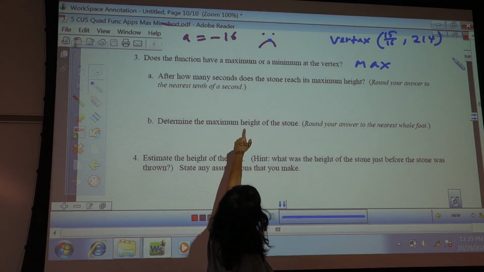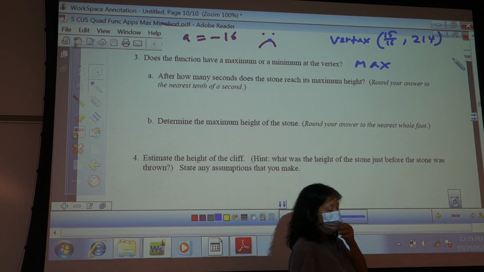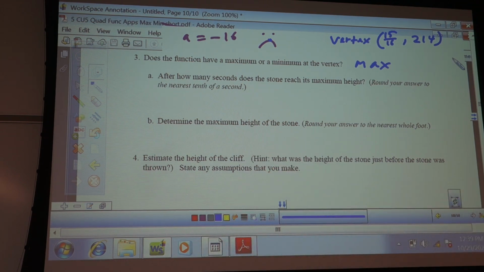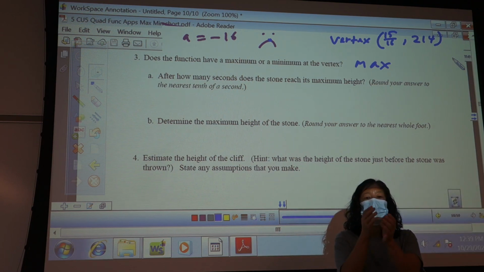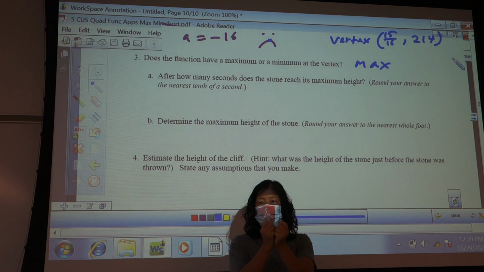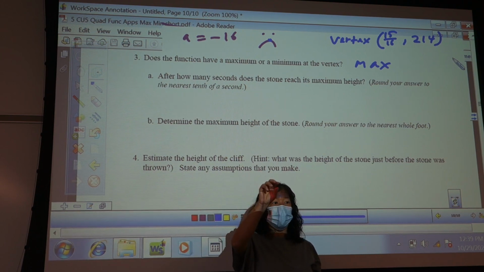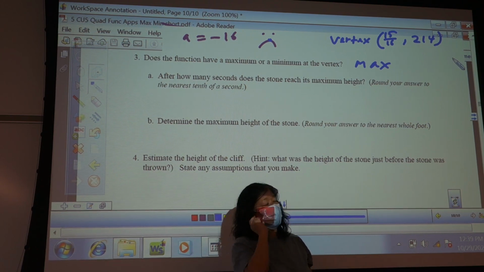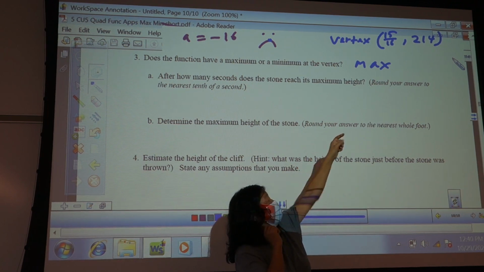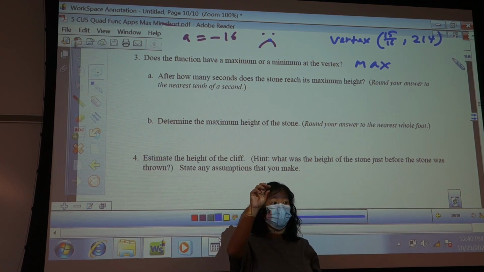After how many seconds does it reach the maximum height? So that's my vertex. The vertex tells me what my minimum or my maximum is. Everybody on board? In this case, I know it goes like this, so it's going to be a maximum. What's my vertex? What's the height? What's the output of my vertex? 2 1/4. So the maximum height is going to be 2 1/4.